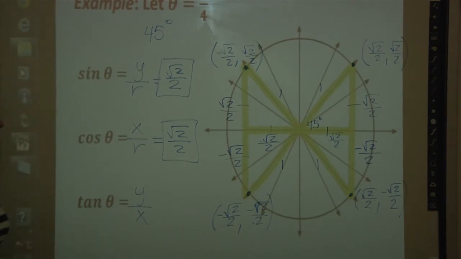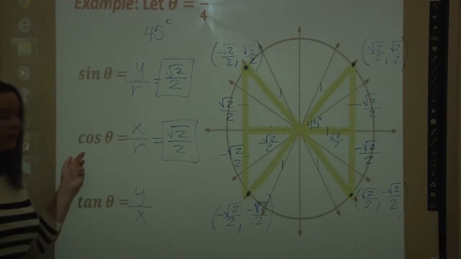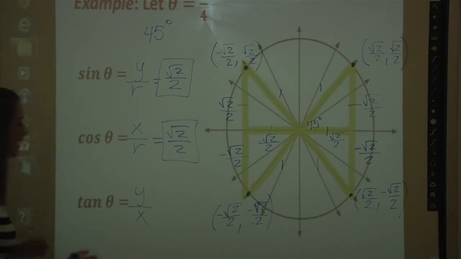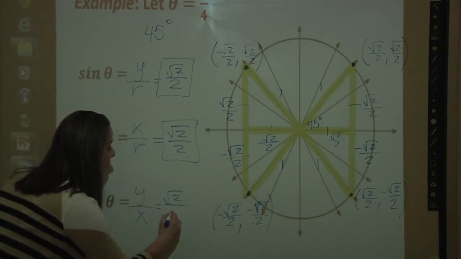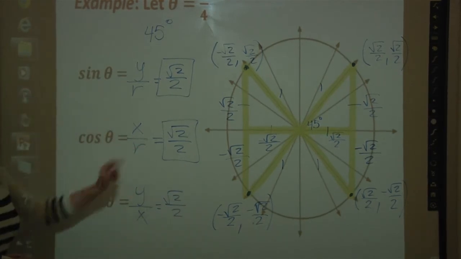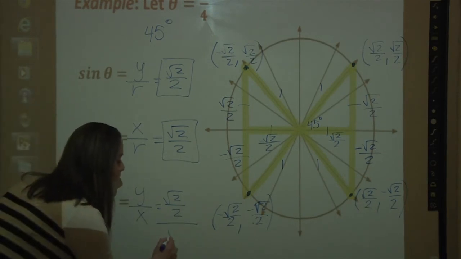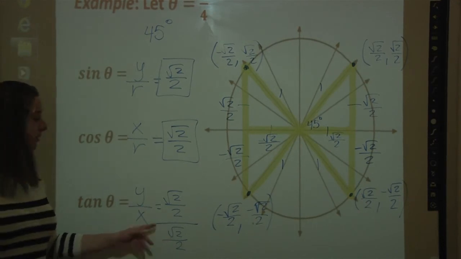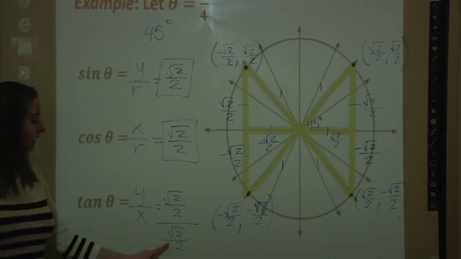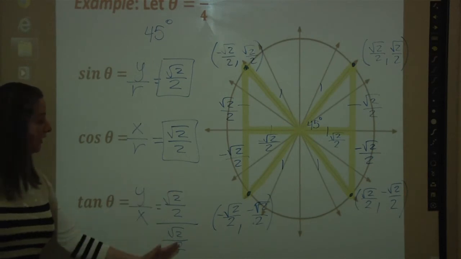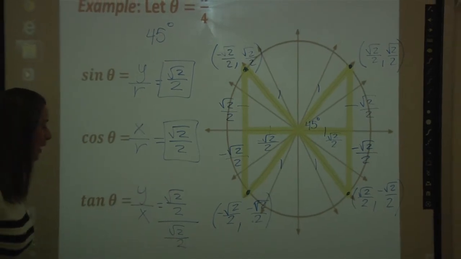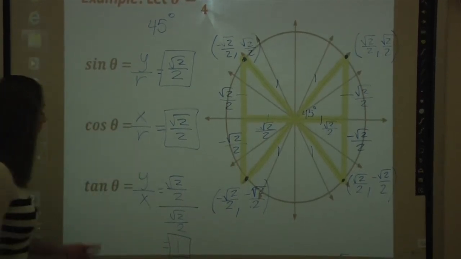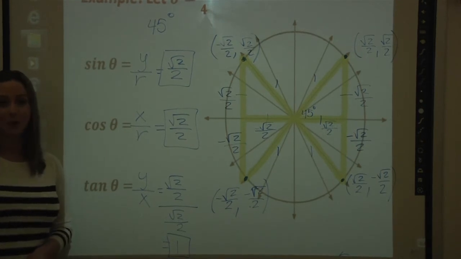Our last one is tangent of theta. We can use our above sine and cosine, or we can think about it as y over x. Our y, or our sine, is going to be radical 2 over 2. Our x value is also radical 2 over 2. So I could think about this as a multiplication problem and do radical 2 over 2 times the reciprocal of the denominator, or I could just think about this as being a value of 1. So tangent of pi over 4 is 1.